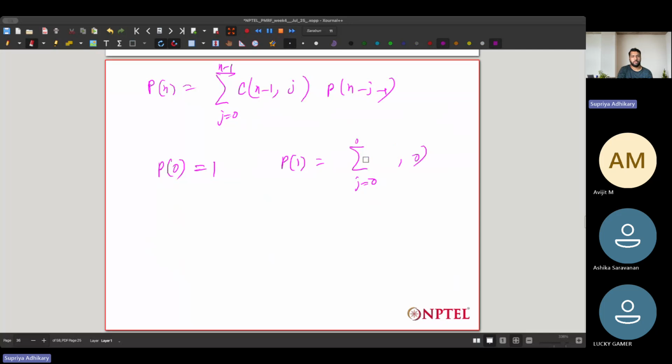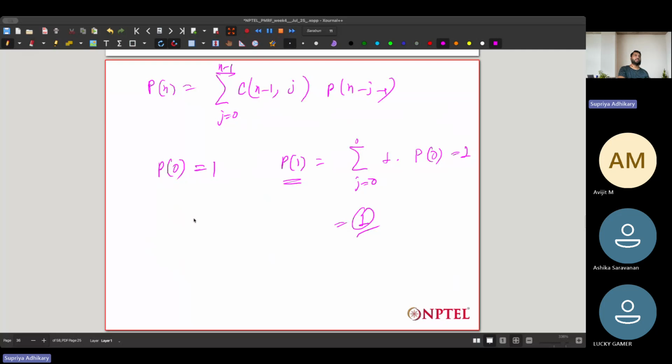So that should actually be 1 times P0, which is equal to 1. So this should be equal to 1. P1 is the number of ways you can partition a singleton set. It can only be done in one way, that is, you just have a singleton set. So that's why P of 1 should be equal to 1.